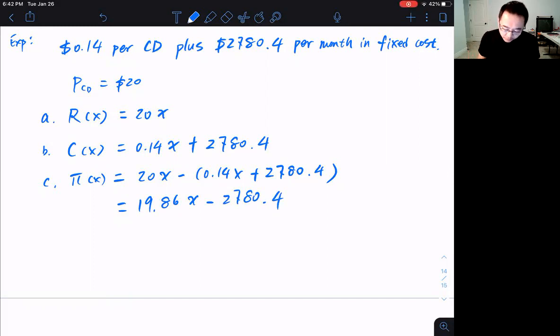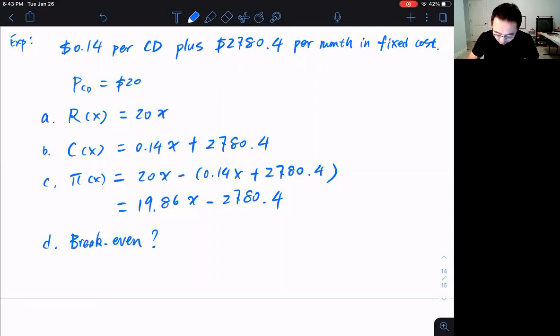Now, once we talk about derivatives, we can figure out what is the quantity that will maximize their profit, how many CDs they should sell to maximize their profit. But we're not quite there yet. So the best we can do right now is to ask the question, where is their break-even point? How many CDs do they have to sell in order to make sure they no longer are at a loss?